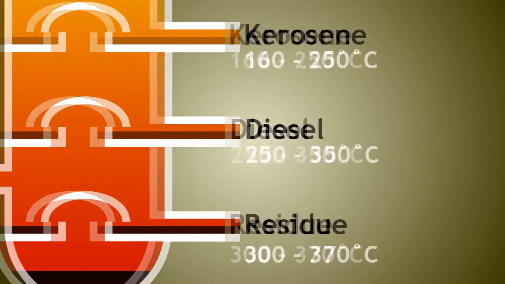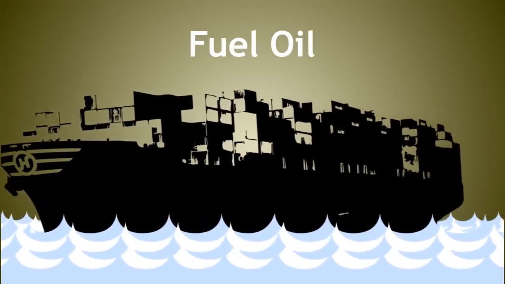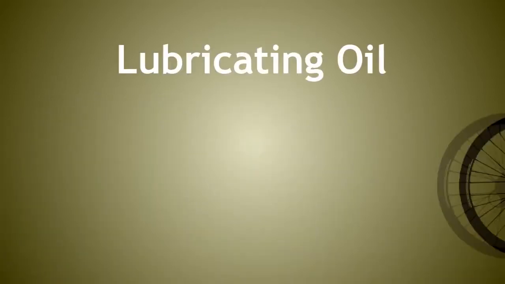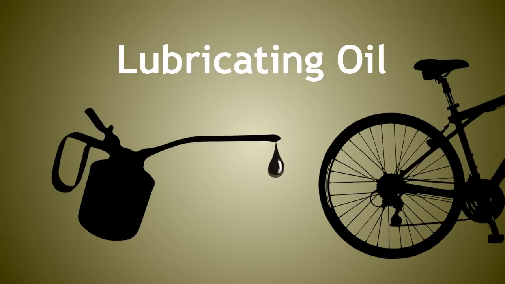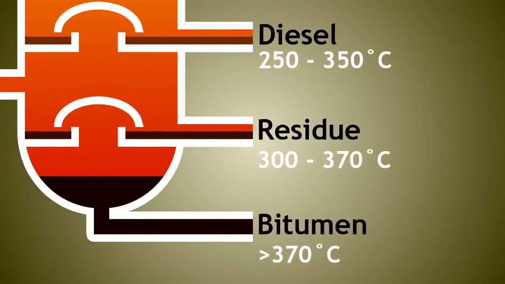Below diesel are the residue fractions. Fuel oil is a fuel used in power stations and ships. Lubricating oil sticks to surfaces, reduces friction and protects from rust. And finally, waxes, which along with the oils can be used for polishing surfaces. The very bottom fraction is bitumen. This is a thick black adhesive used on roads, either as the surface finish or combined with stone chippings to create a solid, resistant material. It can also be used to cover roofs due to its waterproofing properties.